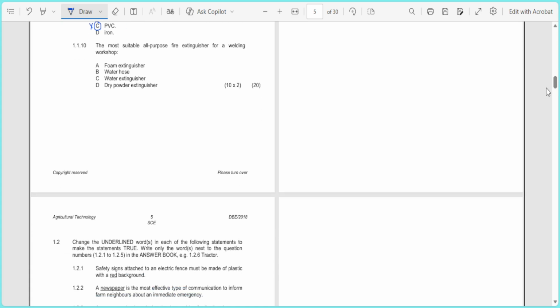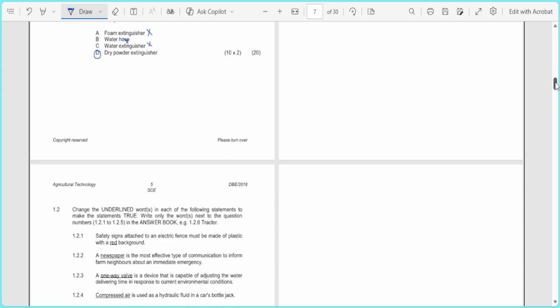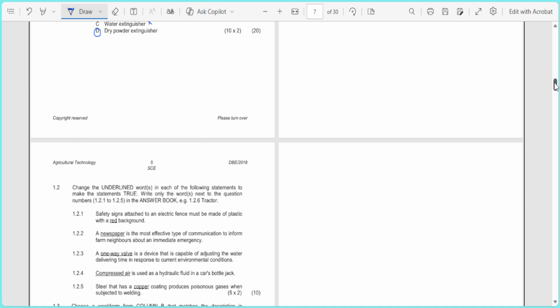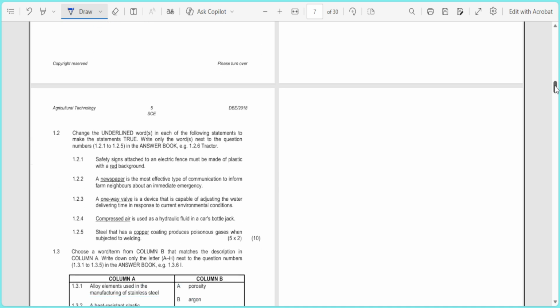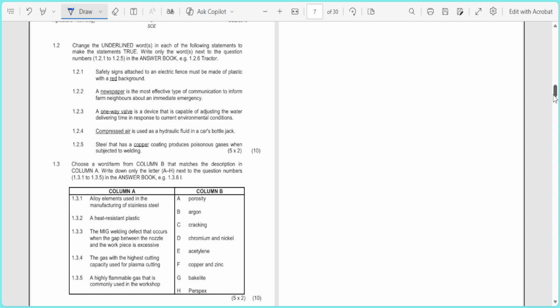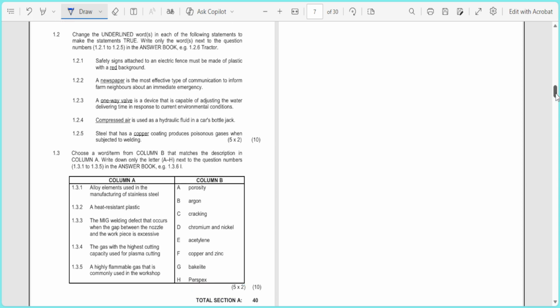definitely not. Okay, the last multiple choice question. The most suitable all-purpose fire extinguisher for a welding workshop. Okay, another obvious one here. So the correct answer should be the dry powder extinguisher. These ones are not appropriate for putting out welding fires. So the dry one, it's the best option.